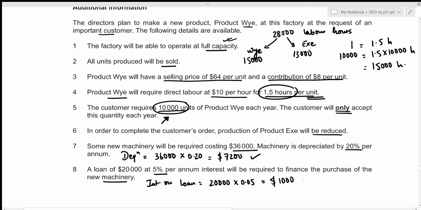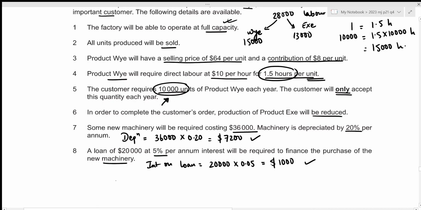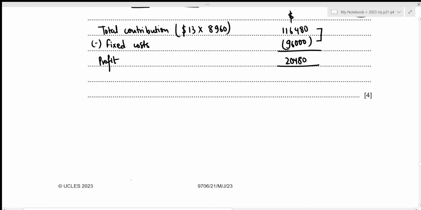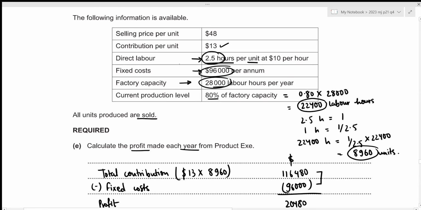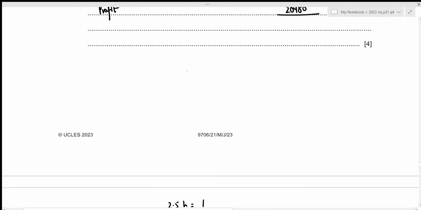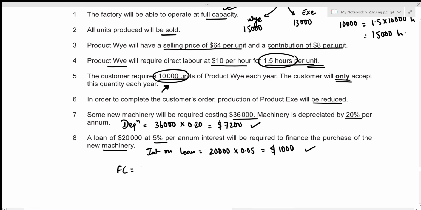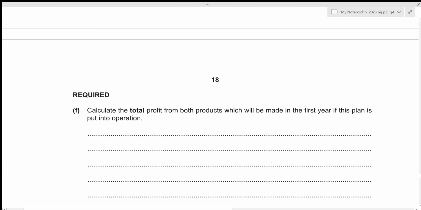Now these two expenses, we cannot really figure out per unit, which means that these will be added to our fixed costs. So let's figure out the total fixed cost now. Previously, we had 96,000 per annum. So we'll start with that amount. We have 96,000, and then we'll add our depreciation of 7,200 as well as the interest on loan of 1,000, which results in our total fixed cost having the value of 104,200. Okay, that's all of the information. Now let's move towards the sixth part.